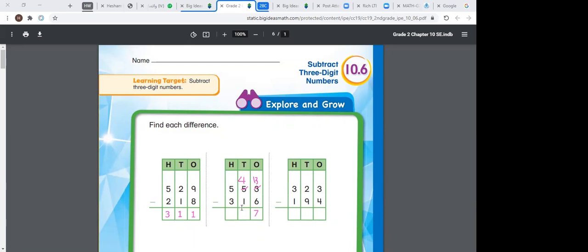Can be. No problem here because 4 is greater than 1. 4 minus 1 equals 3. So let's write here 3. And 5 minus 3. Can be or can't be? Can be, no problem. 5 minus 3 equals 2. So the answer equals 237.